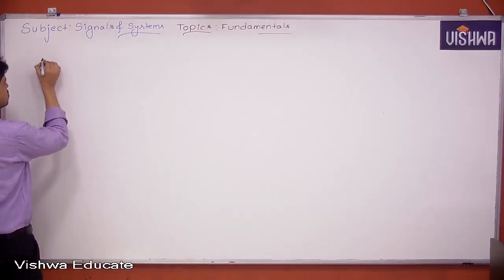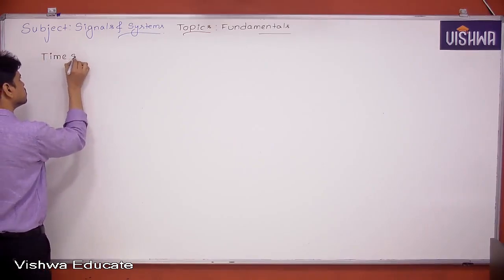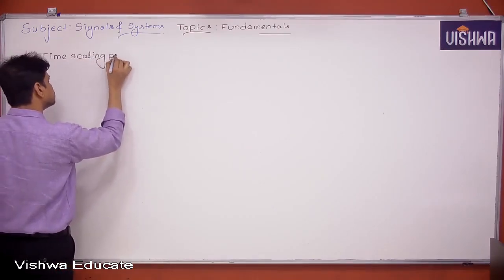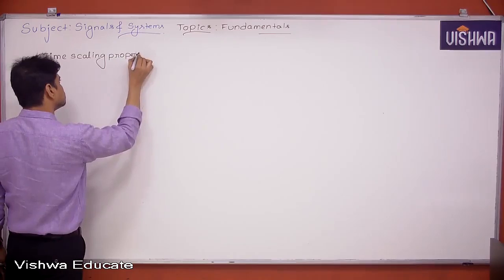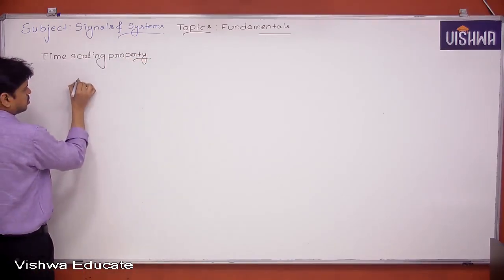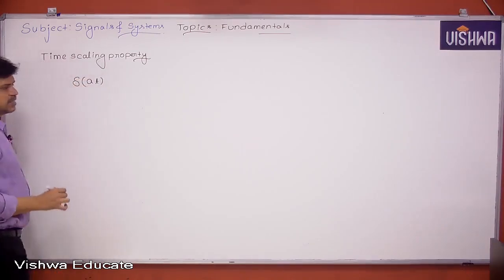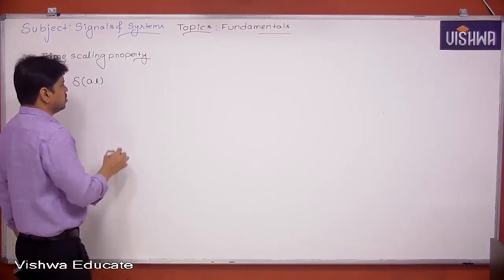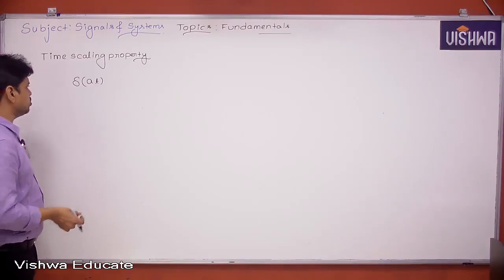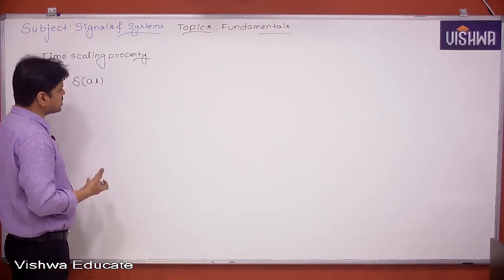Another property, which is the time scaling property. What is this property? Suppose delta of at is given. First of all, where does this impulse function exist? Again, the argument has to be 0. Delta at is equal to 0 means t is equal to 0. That means it is also existing at t equal to 0 only.